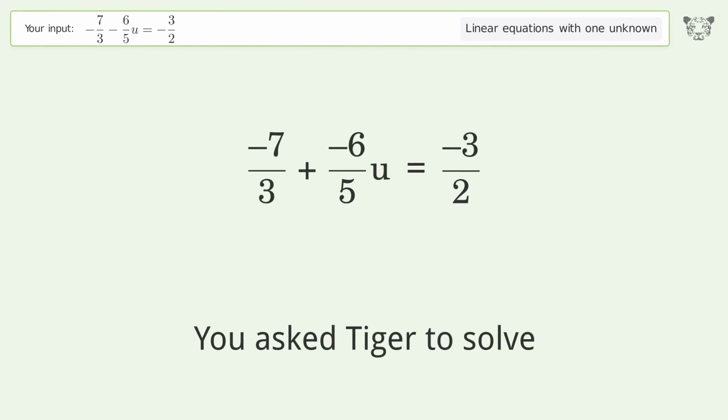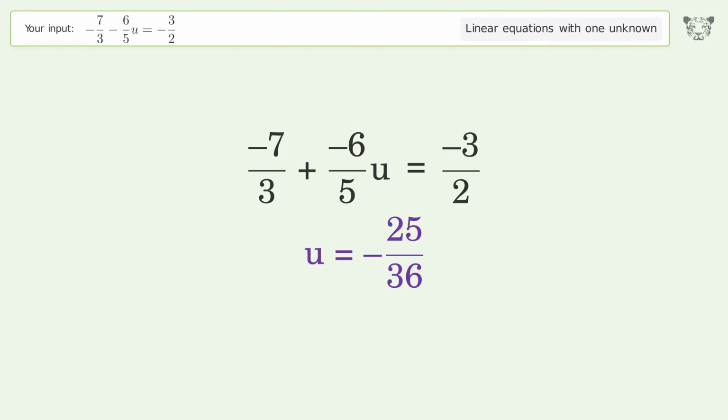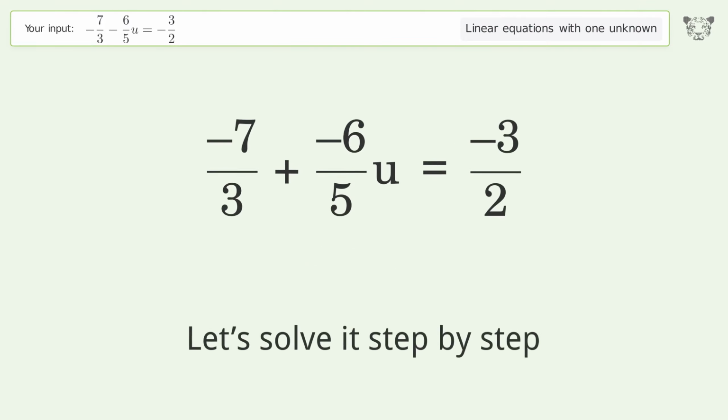You ask Tiger to solve. This deals with linear equations with one unknown. The final result is u equals negative 25/36. Let's solve it step by step.